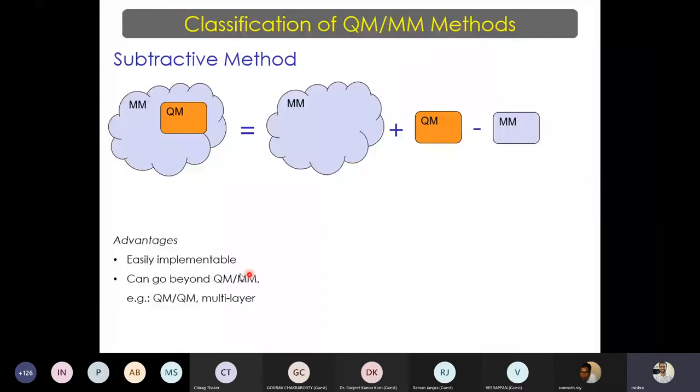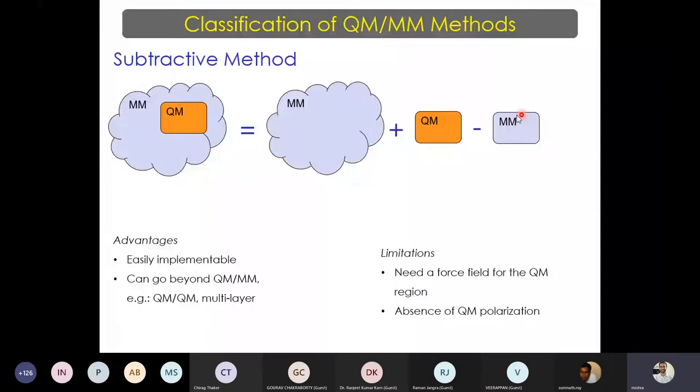Let us look at the limitations. In fact, these were the limitations at the beginning of the subtractive method. Later on, these limitations have been taken care of, but this is a good reminder of where we started from. One limitation is that we actually need a force field for the QM region. If I wanted to treat this region only with QM, this will not allow me, because I still have to do a molecular mechanics calculation, and whenever I do that, I must have a force field for it.